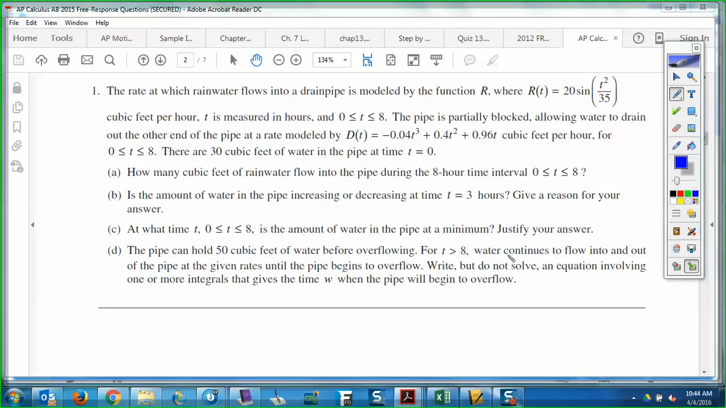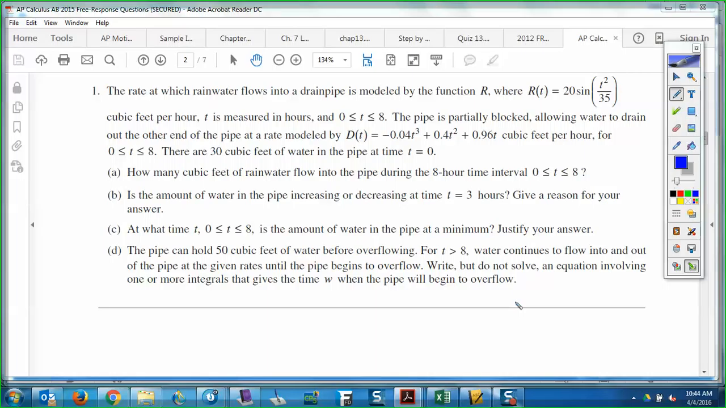For T greater than 8, water continues to flow in and out of the pipe at the given rates until it starts to overflow. Write but do not solve an equation involving one or more integrals that gives the time W when the pipe will begin to overflow. Okay? So what number do you know happens when it's going to start overflowing? When there's 50 cubic feet of water. Now these equations are cubic feet per hour, right? So how are you going to go from cubic feet per hour to cubic feet? With an integral. Again, antiderivative, but really it's an integral, right?